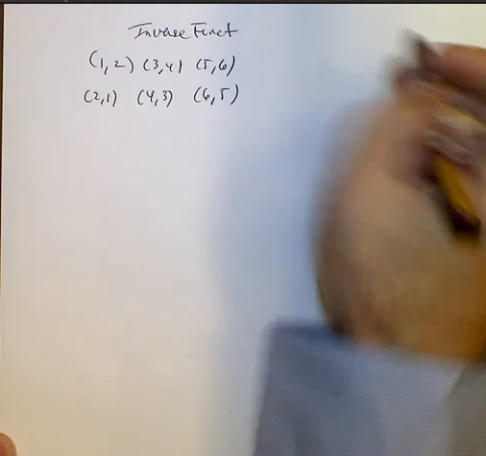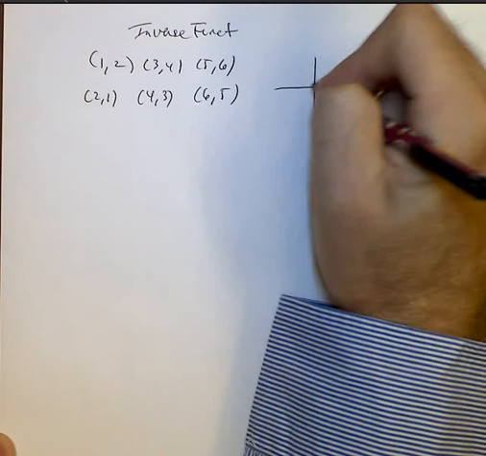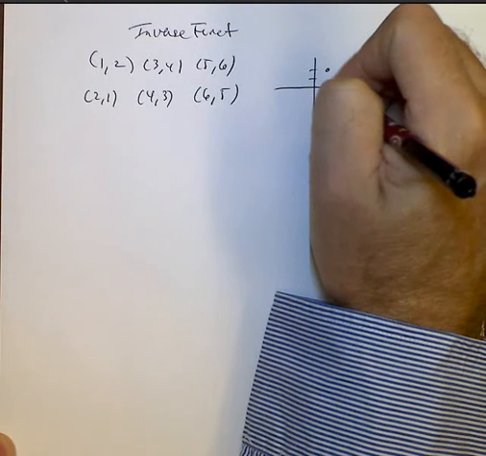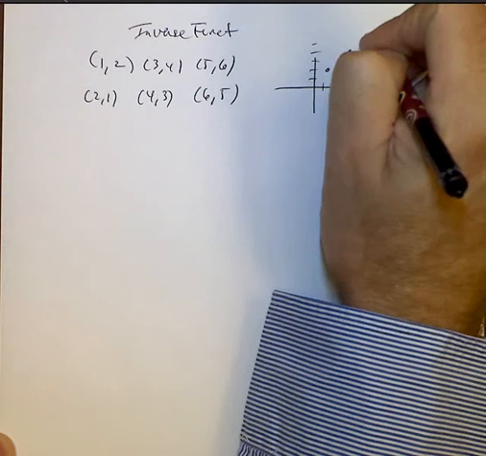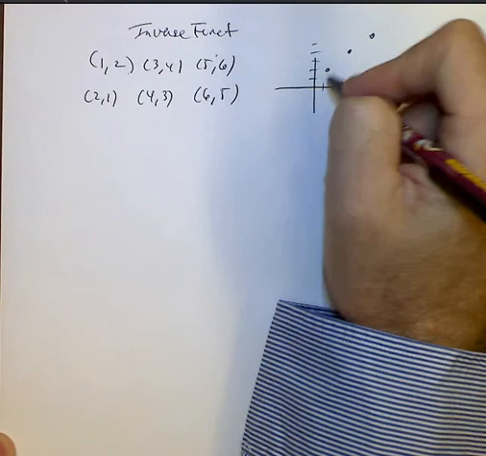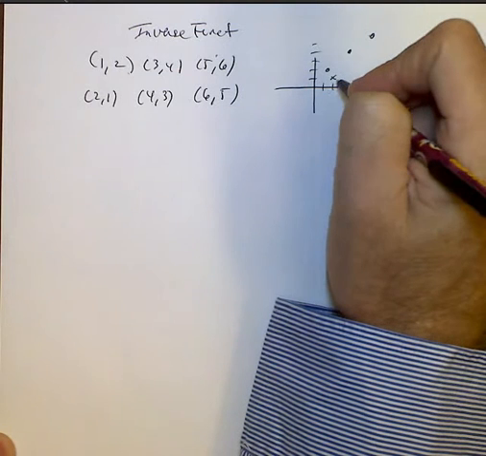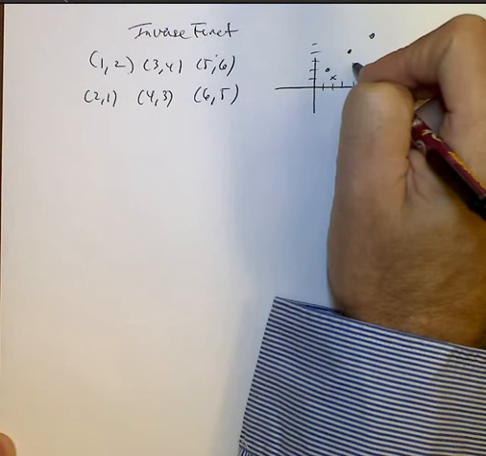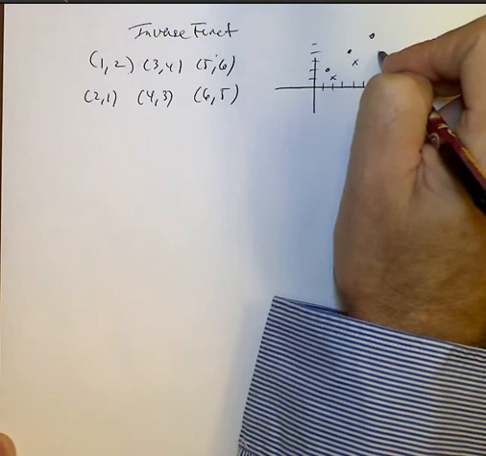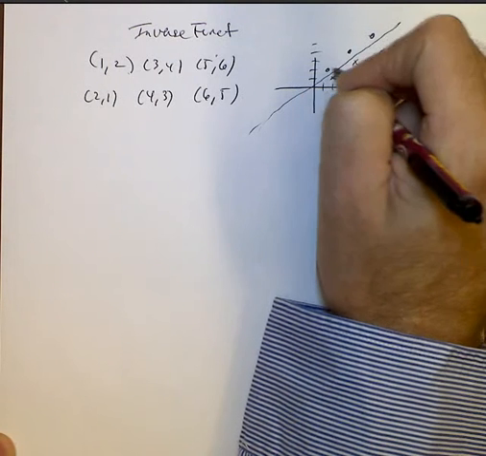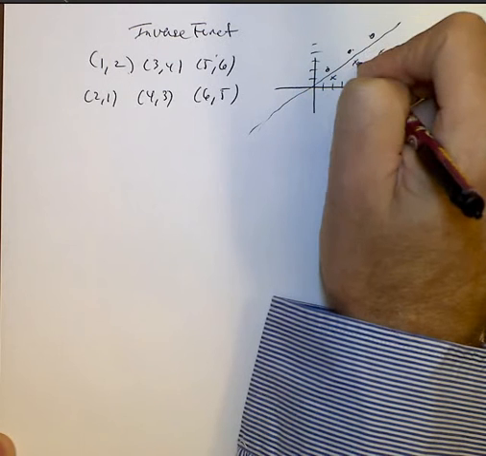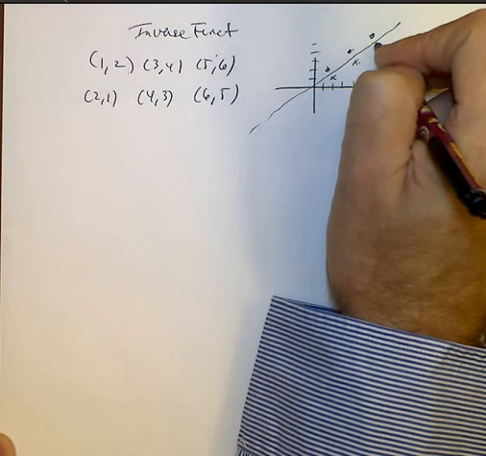If I plotted (1, 2), (3, 4), and (5, 6), and then I went ahead and plotted (2, 1), (4, 3), (6, 5), and here's my line y equals x, this point and this point, these are all reflections over this line. So that's what an inverse is.